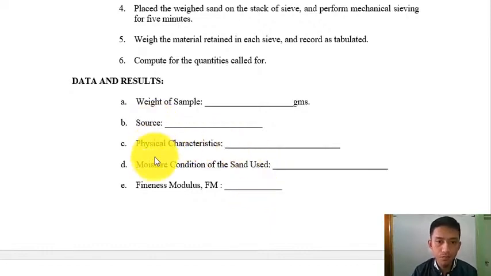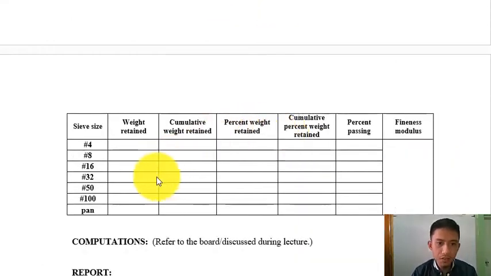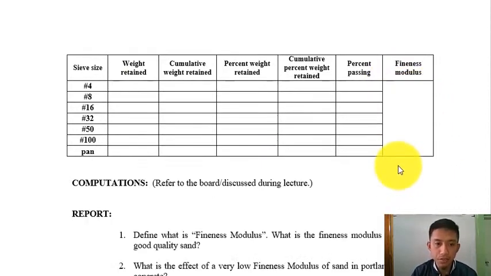Okay, so fill this out. Source, of course, you can just say from the laboratory stockpile. Physical characteristic, describe that one, and then moisture condition, describe that one by means of observing the fine aggregate on the video. Okay, so again, I do not need to explain this one. This is already explained on the previous activity, your coarse aggregate, and then of course your fineness modulus that is discussed on the lecture. Okay, so the computations there is for you to refer to the discussion.